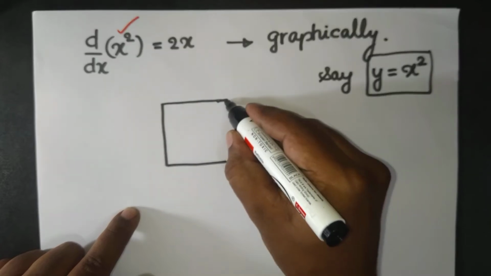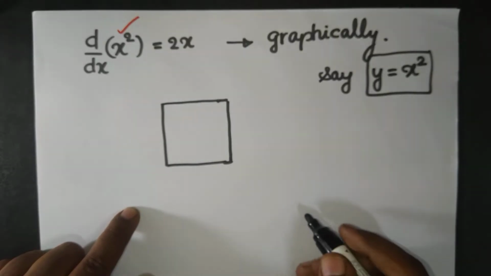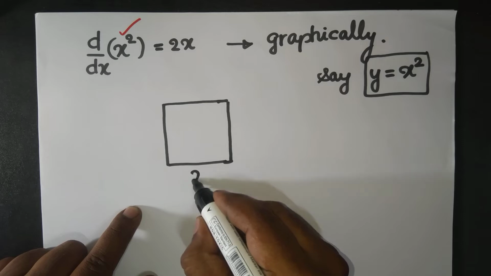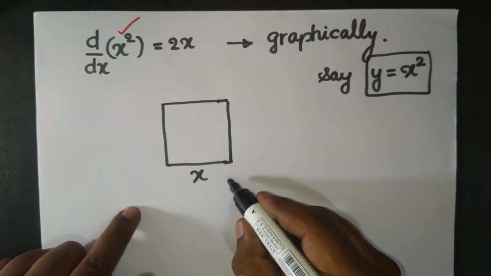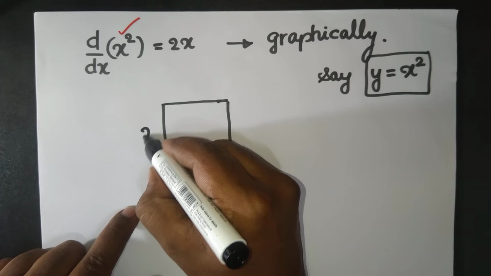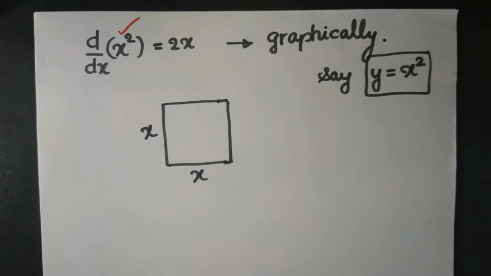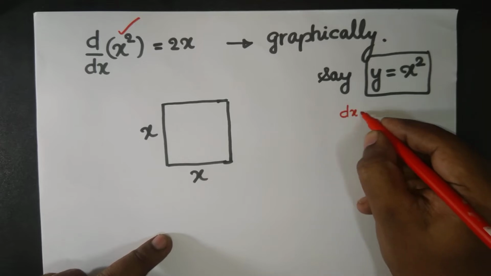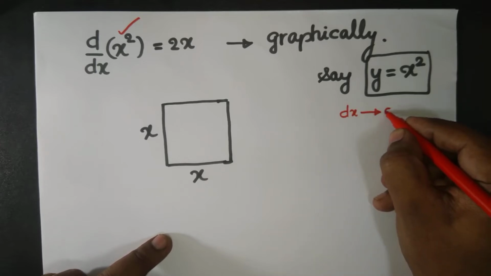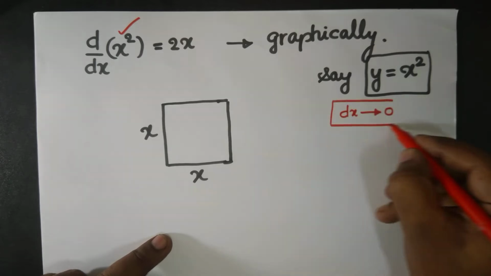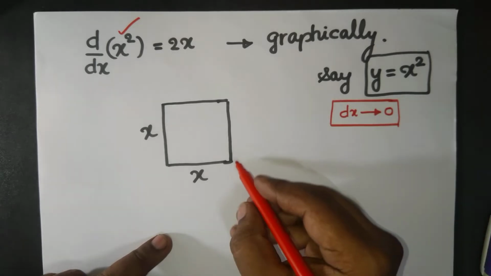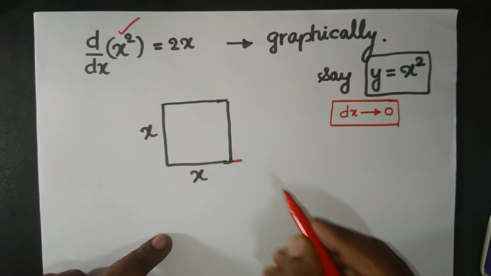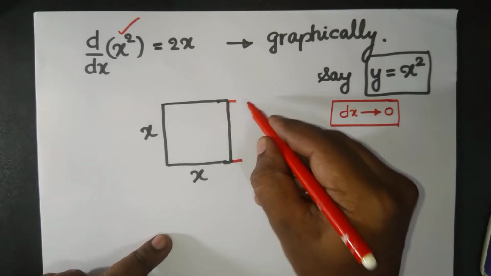This is a square. Now this square is of side x each. So anywhere you go you have x now. So now let us try to increment this x by a tiny amount, say dx. Say dx is infinitesimally small, or it's tending to 0. It's a very small quantity. Let's try to increase this x by some small amount dx.